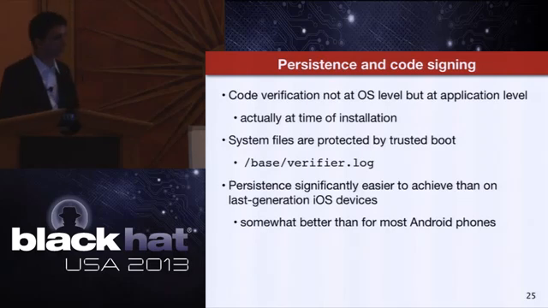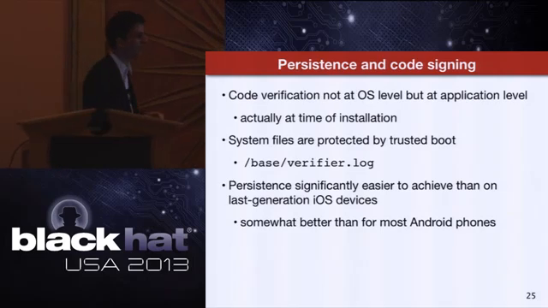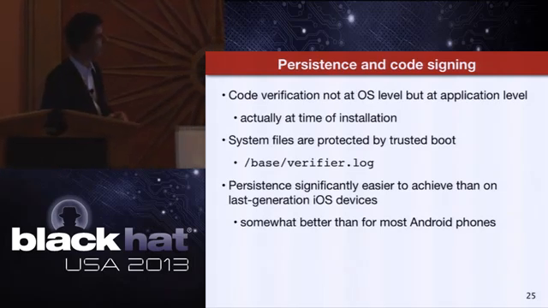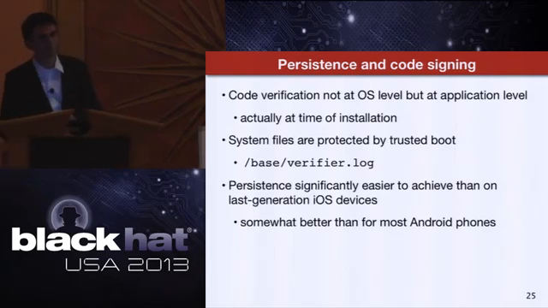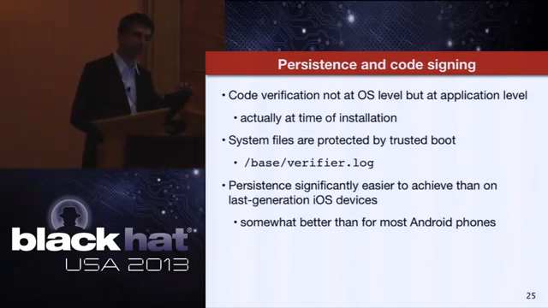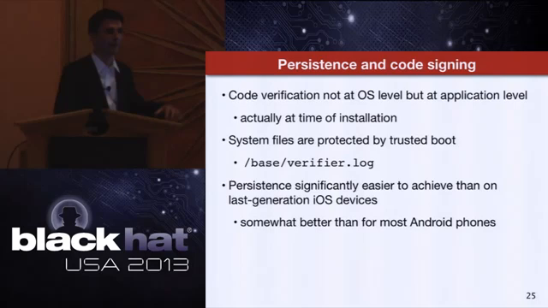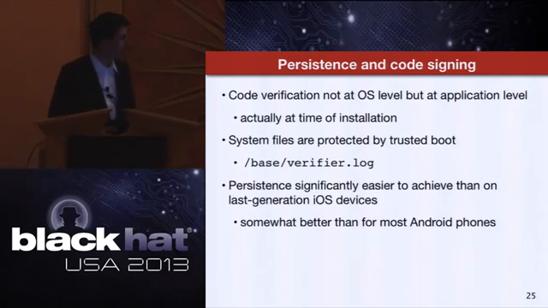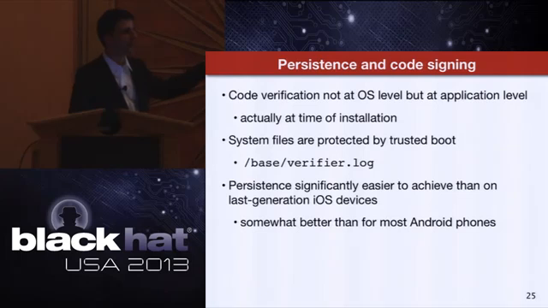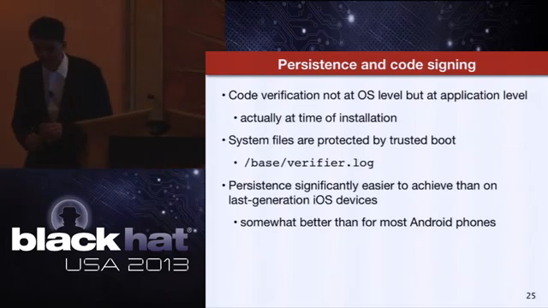So persistence on BlackBerries at the moment is significantly easier to achieve than on last generation iOS devices, because on iOS the verification actually is on a page level of the binaries, right? So it's actually the loader and the kernel that work together. But it's somewhat, if not significantly, better than for most Android phones, as you're probably aware.